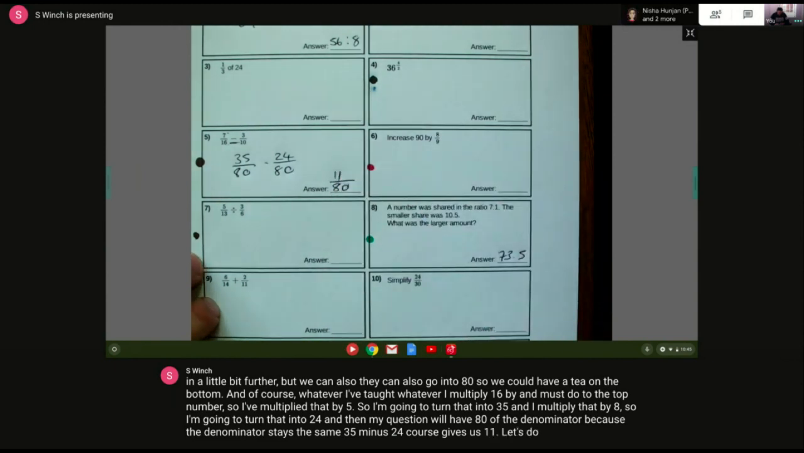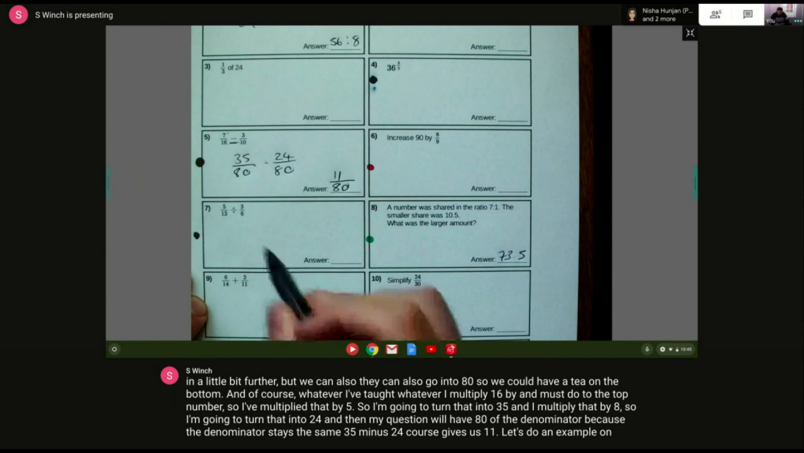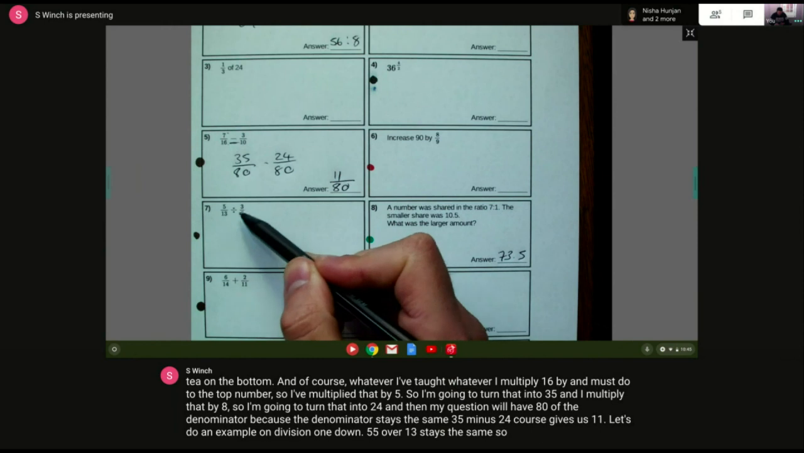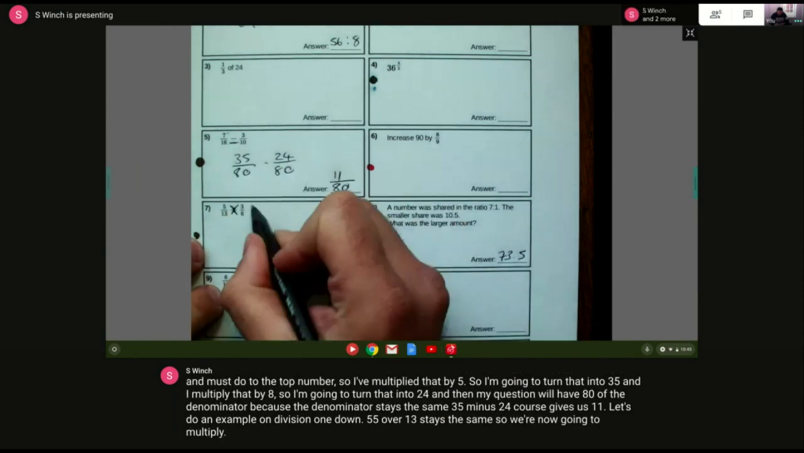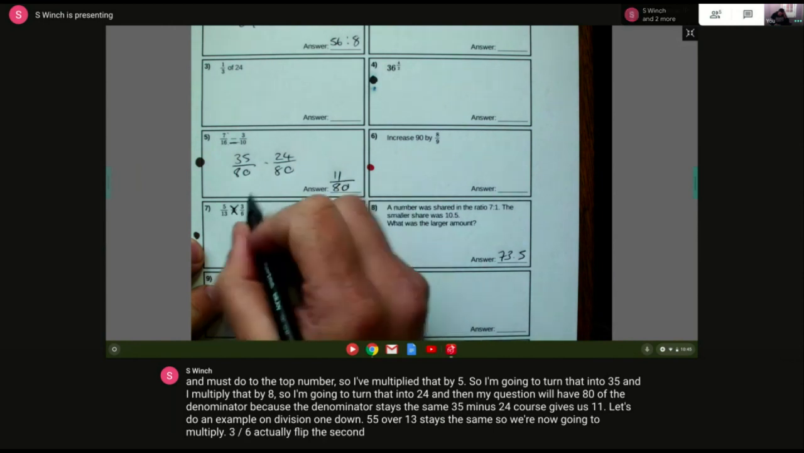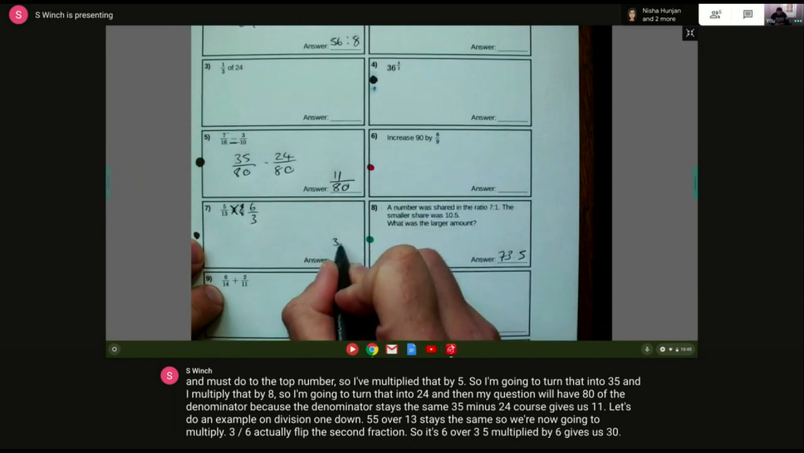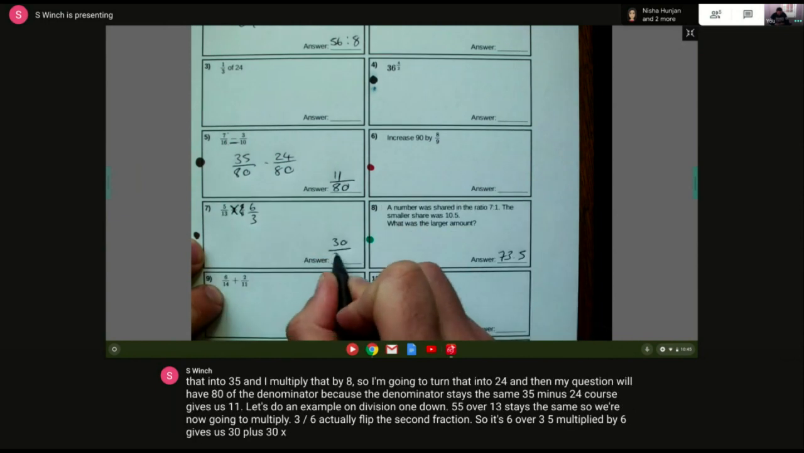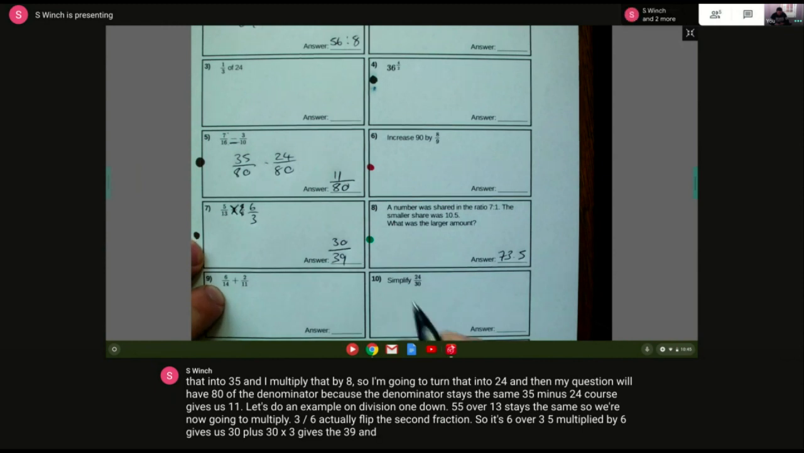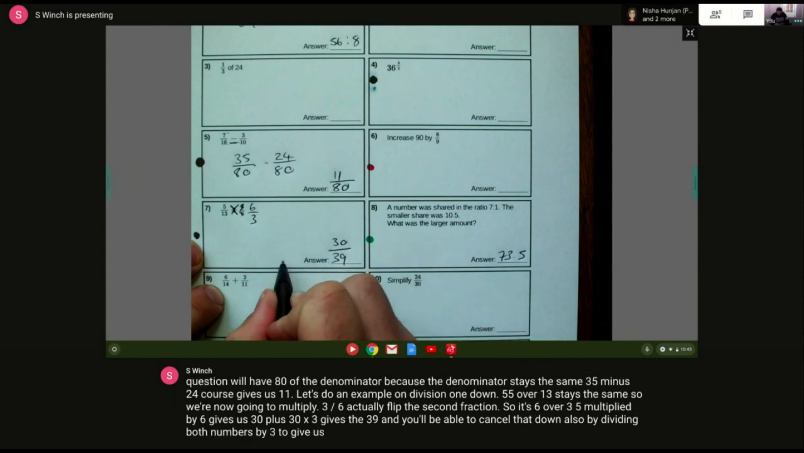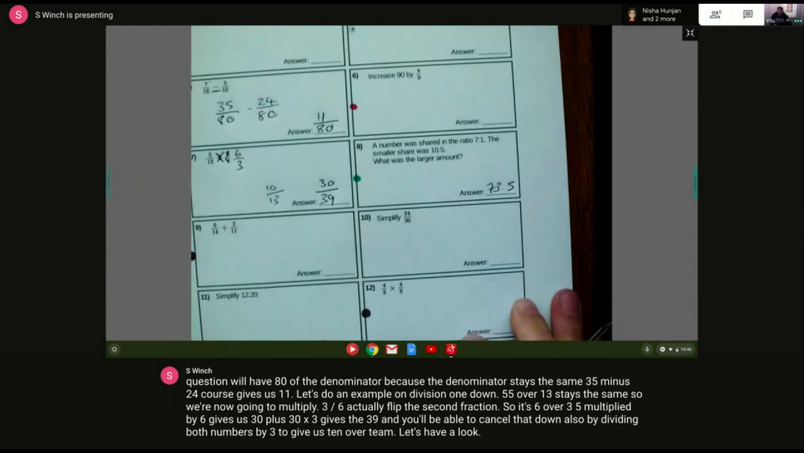Let's do an example on division. In fact, I've got one down here. 5 over 13 stays the same. So we're now going to multiply by 3 over 6. Actually, we flip the second fraction, so it's 6 over 3. 5 multiplied by 6 gives us 30. Of course, 13 multiplied by 3 gives us 39. And you'll be able to cancel that down also by dividing both numbers by 3 to give us 10 over 13.